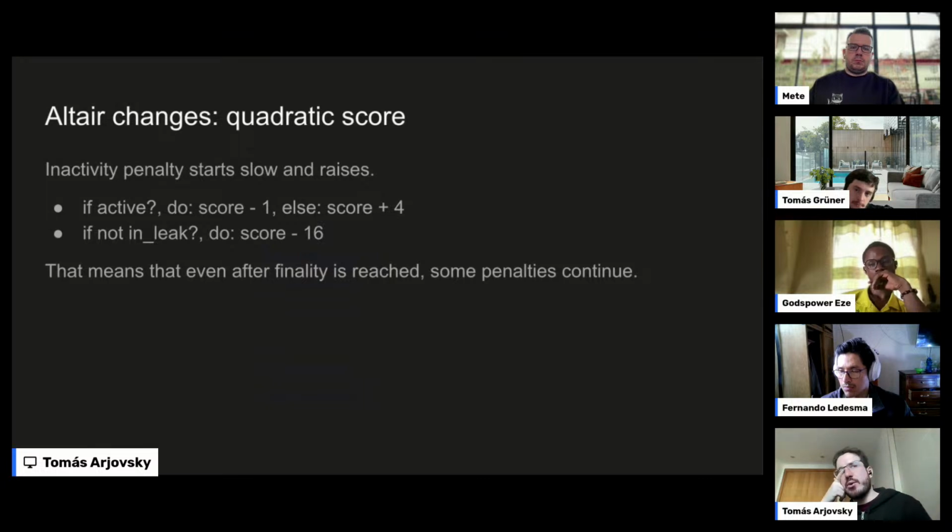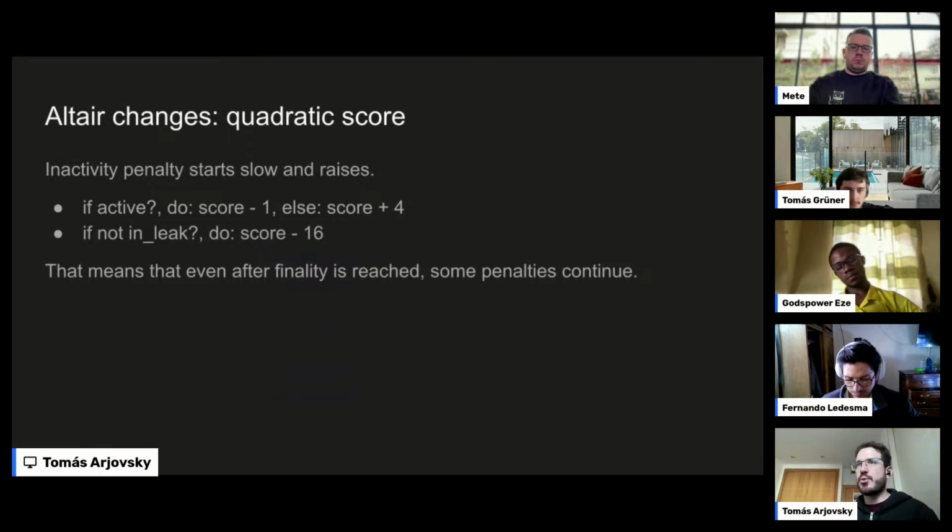Again, in Altair, the quadratic score was added, because before Altair, everyone would be penalized the same way. The main problem with that is that it's very hard to consistently be online when the network is chaotic, right? So this basically means if you miss maybe a single attestation or a single block while there's an inactivity leak, you will not get penalties that are very high. But if you are consistently offline, your penalties will be very, very high.